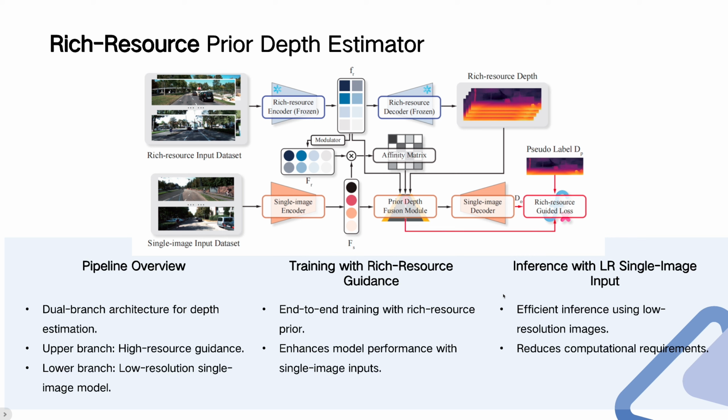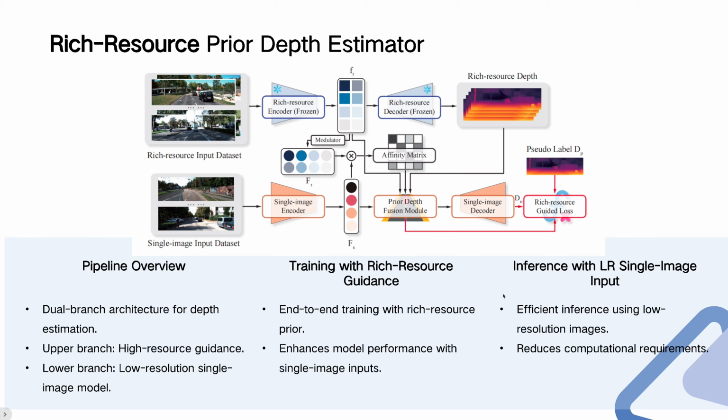Here is a more detailed look at the pipeline. During training, we use two branches, one for rich resource inputs and one for low-resolution single images. The rich resource branch generates high-quality features and depth maps, which are then used as priors in the low-resolution branch. This allows the low-resolution branch to learn from the rich resource data effectively.